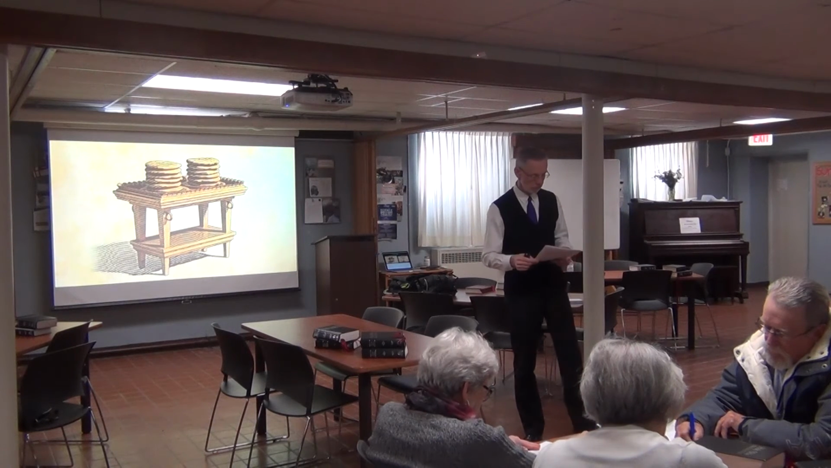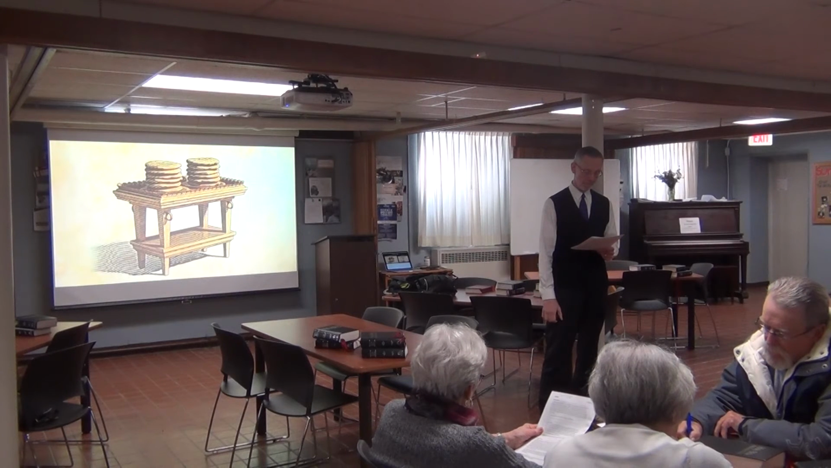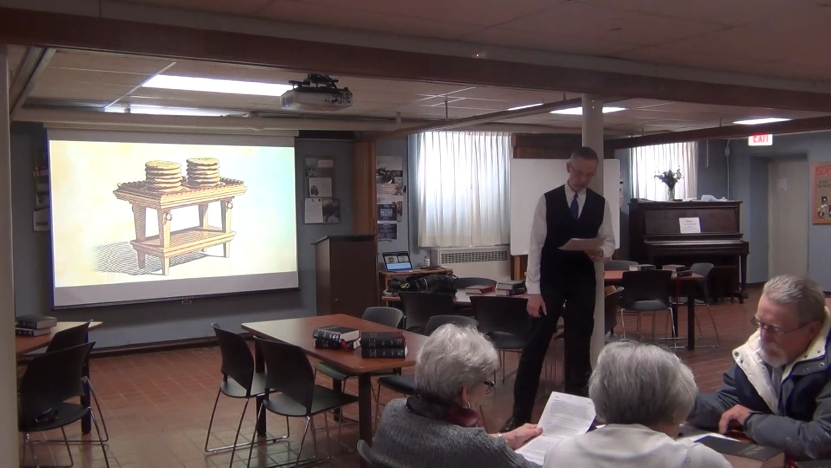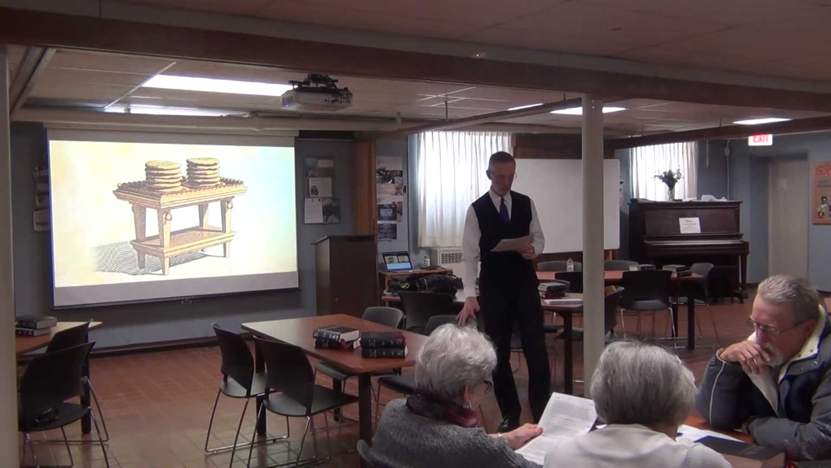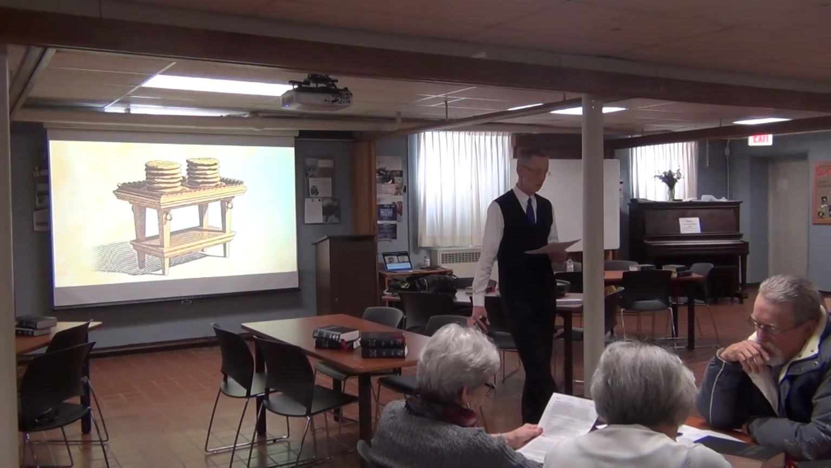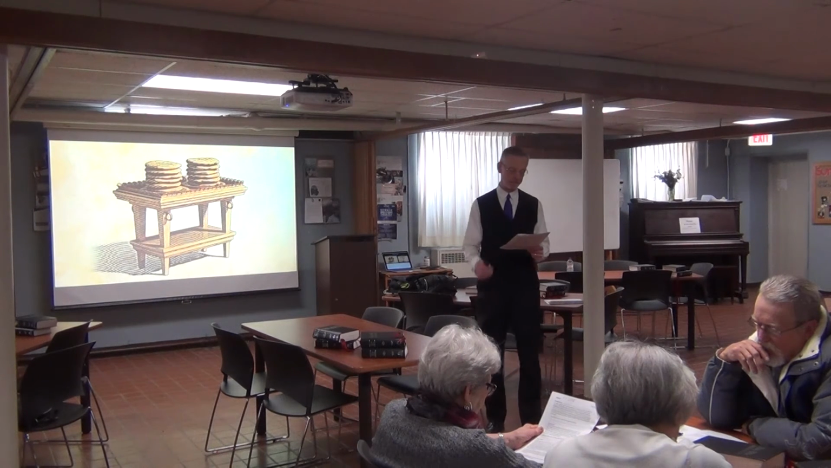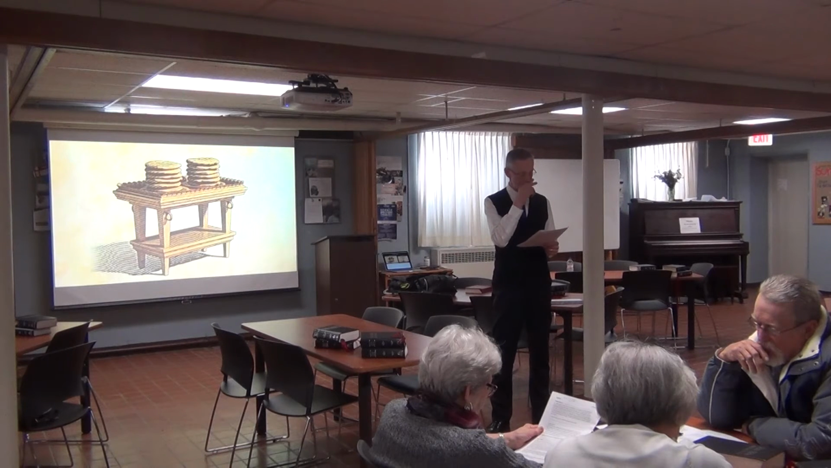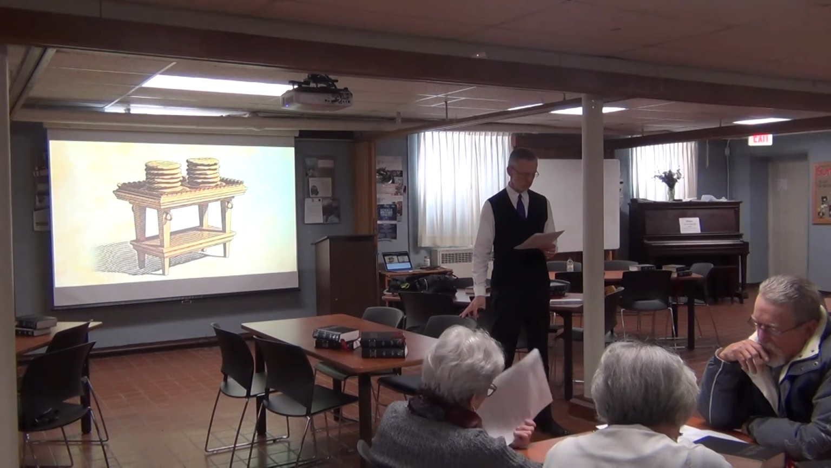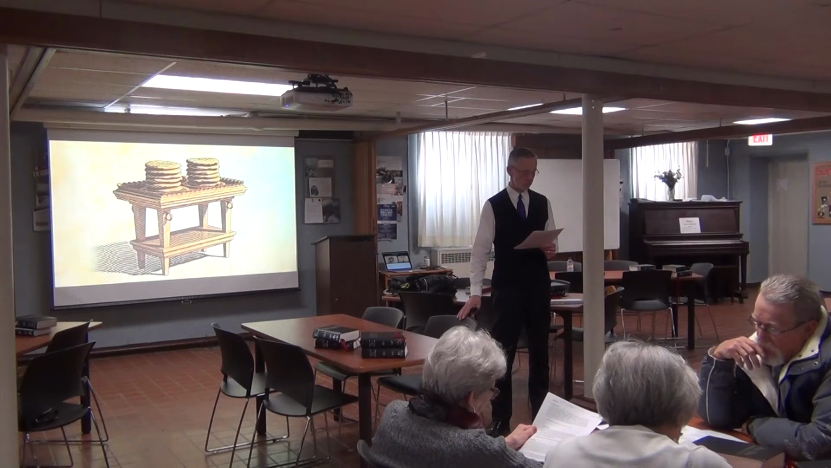Make a table of acacia wood, 2 cubits long, 1 cubit wide, 1.5 cubits high. Overlay it with pure gold and make a gold molding around it. Also make around it a rim, a handbreadth wide, and put a gold molding on the rim. Make 4 gold rings for the table and fasten them to the 4 corners where the 4 legs are. The rings are to be close to the rim to hold the poles used in carrying the table.